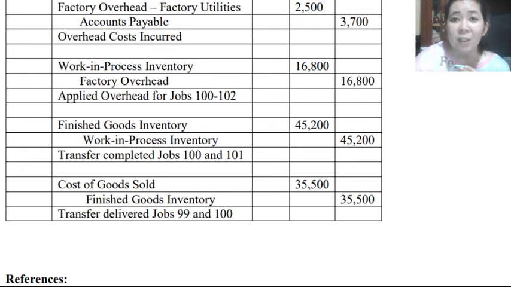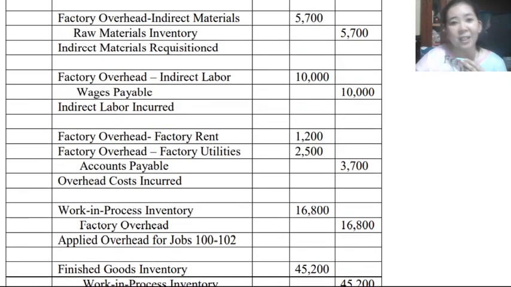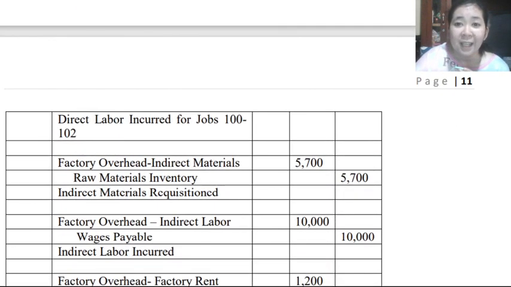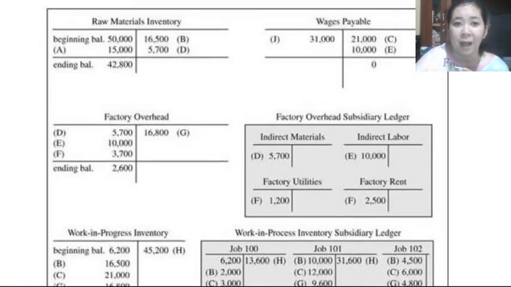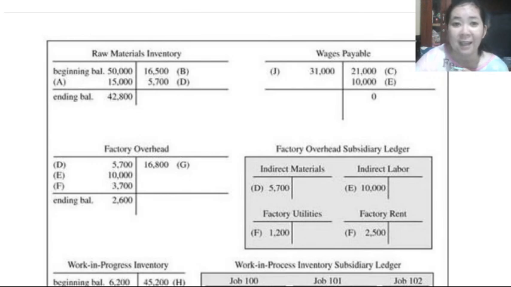And once the jobs are completed, we will transfer work in process inventory to finished goods, so we will debit finished goods inventory, credit work in process inventory. And if the item is sold, we will debit cost of goods sold and credit finished goods inventory. So actually these are the supporting journal entries for the balances in our T accounts.